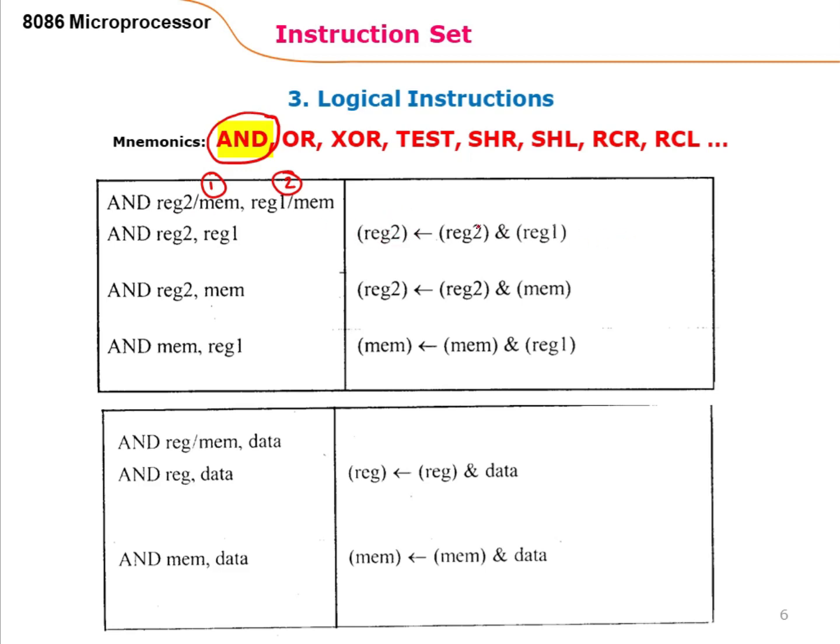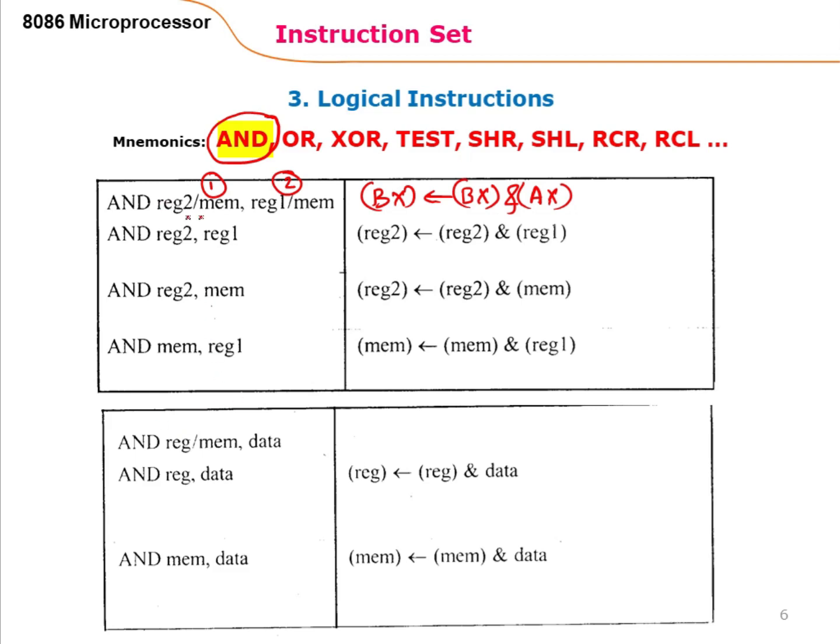We'll take this example first. Suppose this is the BX register and suppose this is the AX register. The contents of BX are ANDed with AX and the result is stored in the first operand location, that is the BX location. A similar operation occurs for these two examples also.